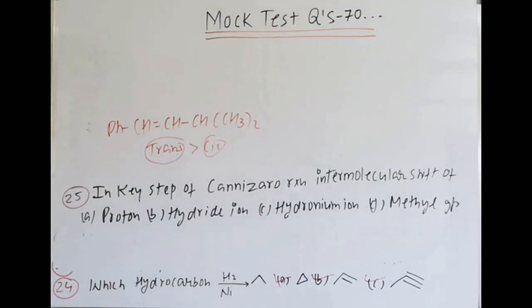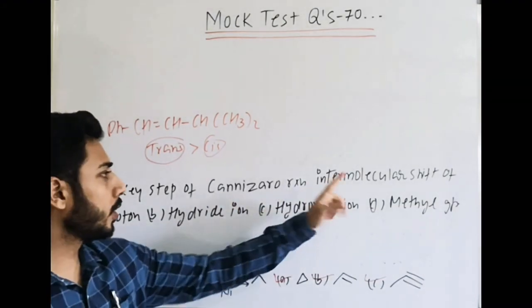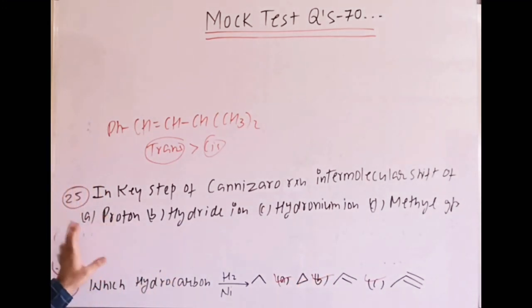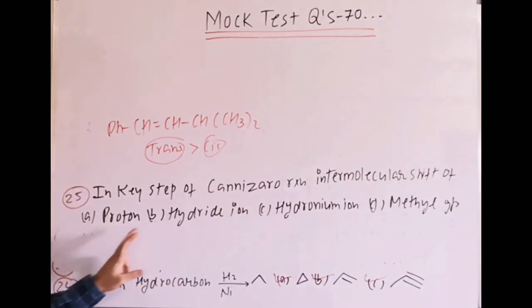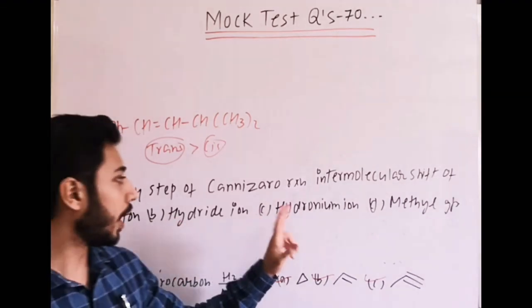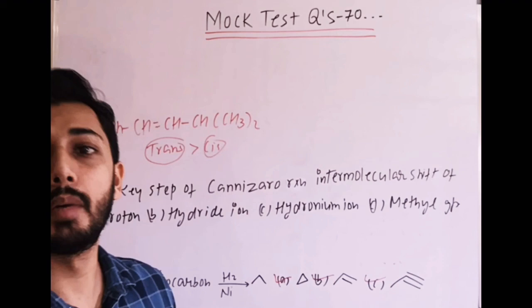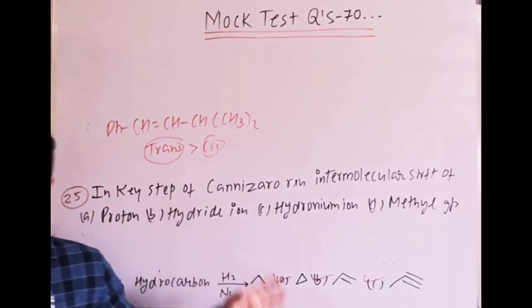Now the next question is: in the key step of the Cannizzaro reaction, key step meaning the RDS step, intermolecular shift of which takes place? First option proton, second option hydride ion, third option hydronium ion, fourth option methyl group. That means you should remember the mechanism of Cannizzaro. In the notes it is covered.